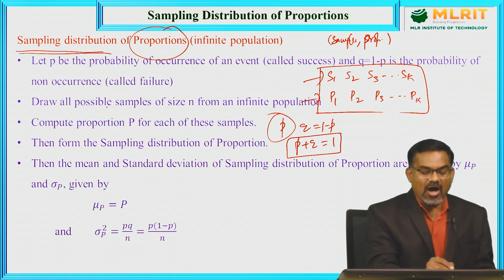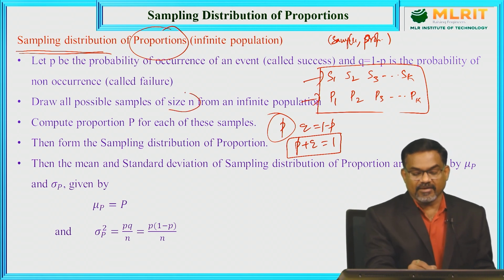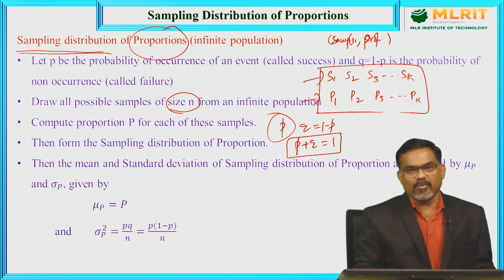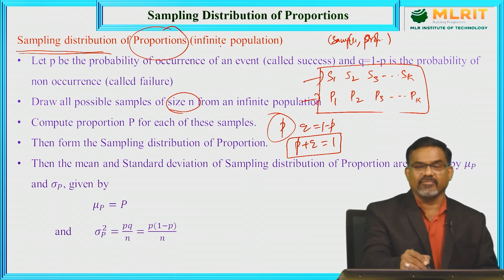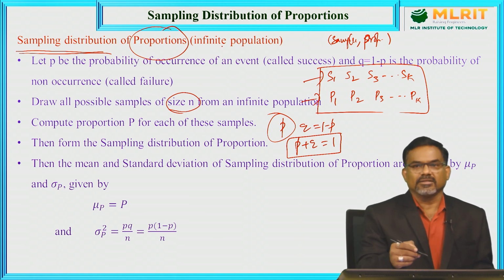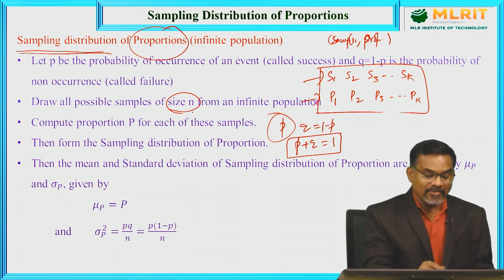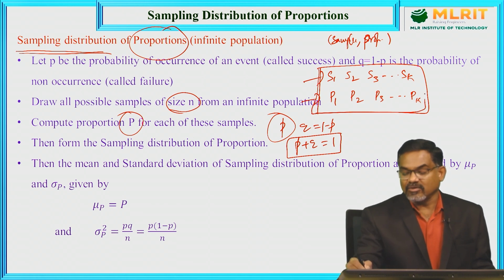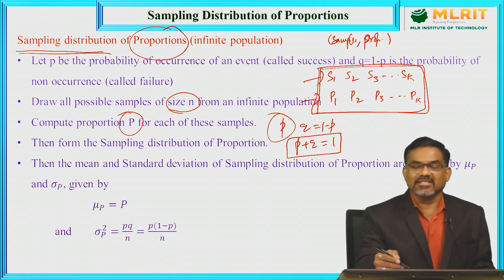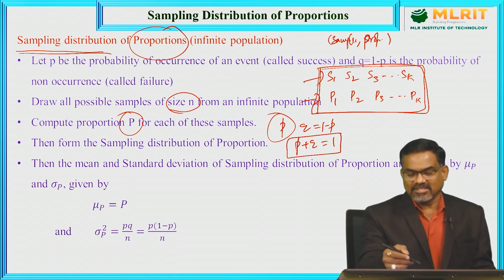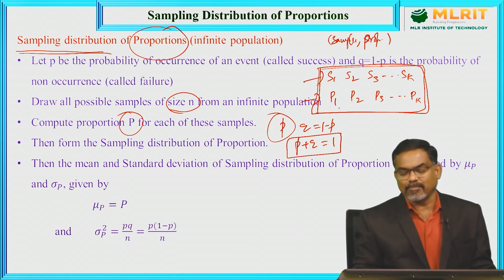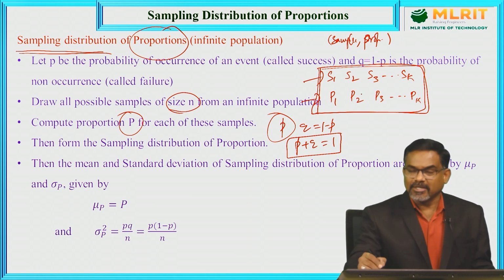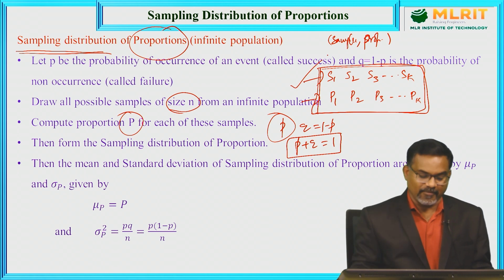Now draw all possible samples of size n from an infinite population. Here we have considered the infinite case. Then compute the proportion capital P for each and every sample and arrange all the values in the form of a table. The set of the sample and corresponding proportion is called the sampling distribution of proportions, that is given here.